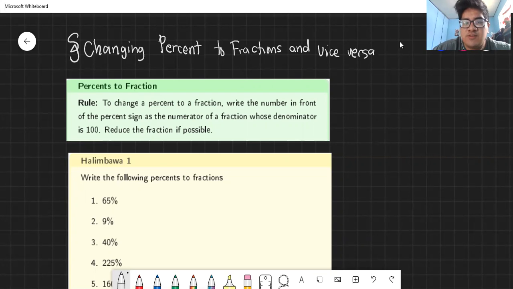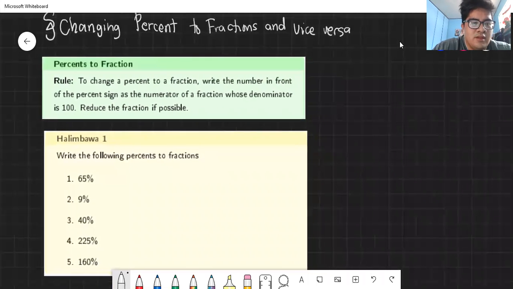Previously, in the last video, we discussed the notion of what a percent is and the conversion of decimals to fractions and vice versa. Right now, we'll talk about the conversion between percents and fractions. Kasi diba, kung may decimals ka, edi may fractions ka, edi you can convert percents to fractions basically. Okay, let's get started, shall we?